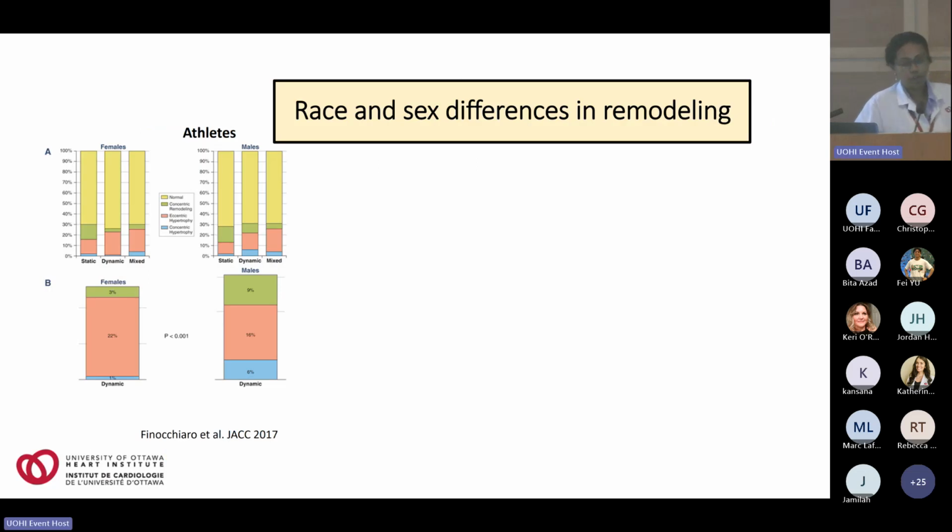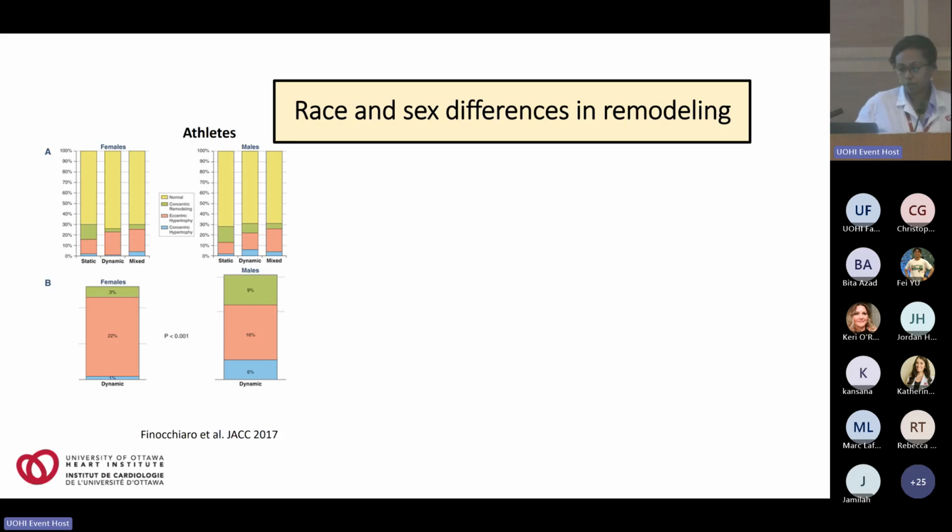There are differences in how the ventricles remodel among the sexes and among different races. There is considerable inter-individual variability in the increase of LV mass in response to a certain loading condition. For example, among male and female athletes in the same discipline of training, as for example here on the bottom, we see dynamic training. You can see a bigger proportion of women have eccentric hypertrophy compared to their male counterparts. And we see more concentric hypertrophy in male athletes in the dynamic exercise.